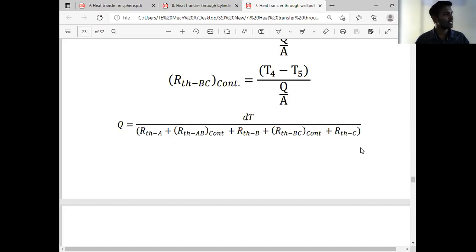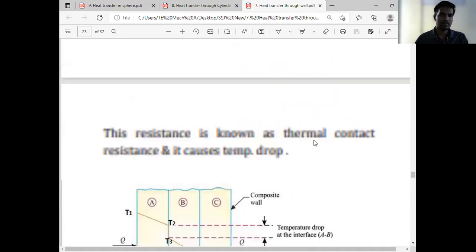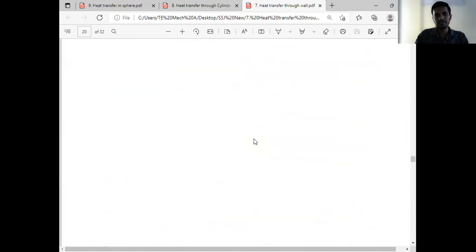ज्यावेळेला तुम्हाला दिला असेल प्रॉब्लेम मध्ये की कॉन्टॅक्ट रेजिस्टन्स आहे त्यावेळेला तुम्हाला तो कन्सिडर करावा लागेल. ज्यावेळेला दिला नसेल त्यावेळेला आपण ज्या अगोदर जसं प्रॉब्लेम सॉल्व्ह केले त्या पद्धतीने सॉल्व्ह करायचं. But if contact resistance is given to us in the problem, at that time we have to use this formula. ओके, त्यावेळेला तुम्हाला तो रेजिस्टन्स कन्सिडर करावा लागेल and according to that we have to use the equation and find out the rate of heat. समजले का सगळ्यांना, थर्मल कॉन्टॅक्ट रेजिस्टन्स बघा इथं व्यवस्थित दिलेलं आहे सगळं.